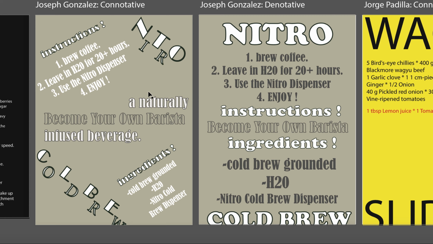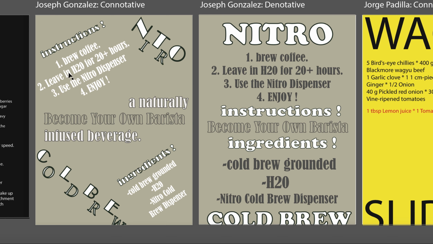I think with the connotative, we start to look at color a little bit differently. We might be able to see a bit more difference here, but I'm not sure where to start my reading here. Nitro, and then am I going to brew coffee? So it's a little too hard to read for me.